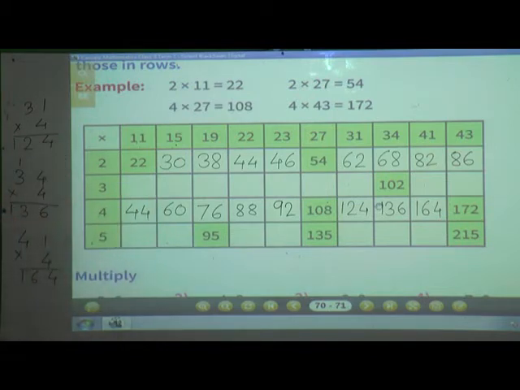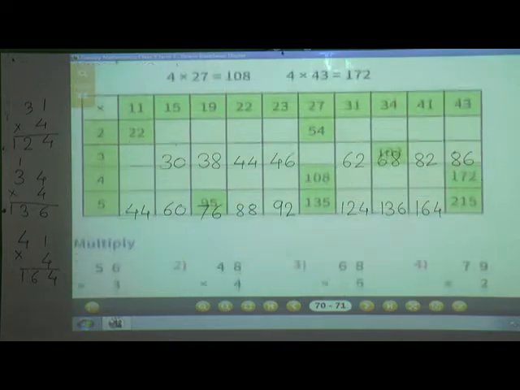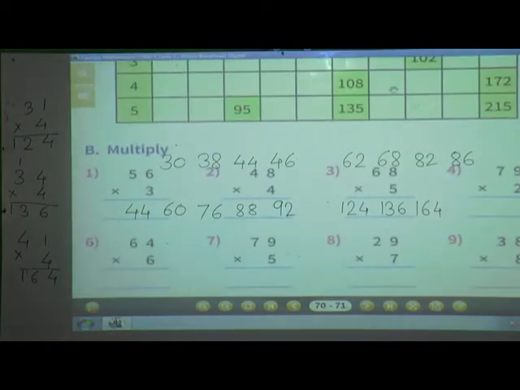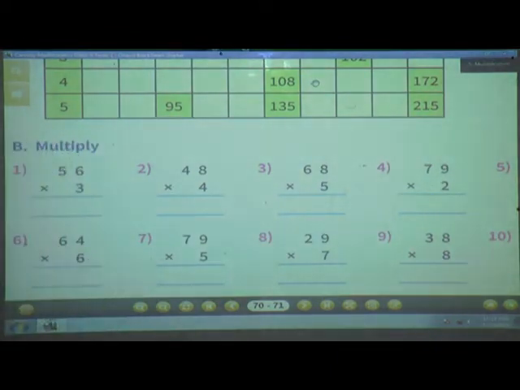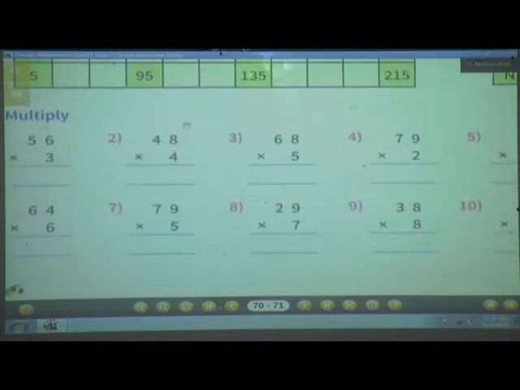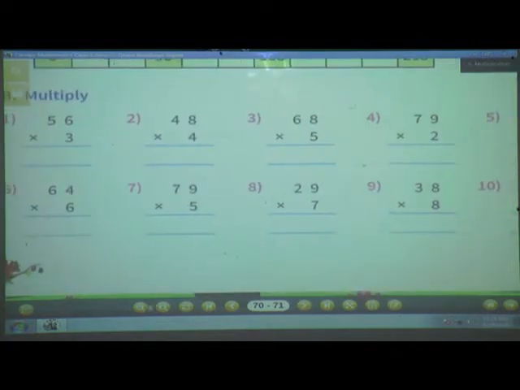Now we will see the next question, that is B question. Now see what is the question. The question is multiply. Here also we have to do the multiplication.